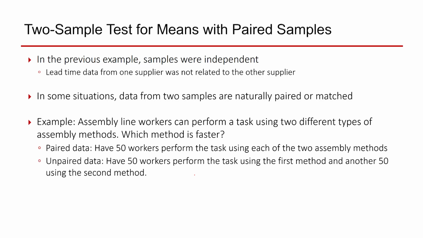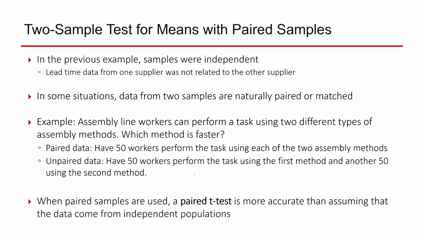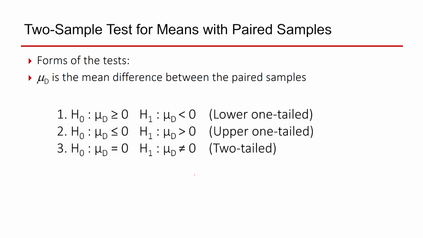To do it in the independent sample setting, we could just have 50 workers perform the task using the first method and another different 50 workers use the second method. When paired samples are used, a paired t-test is more accurate than assuming that the data come from independent populations. So forms of the test, again, we can look at our mu-d, that's the mean difference, as being less than, greater than, or not equal. So we can have all 3 of our same alternative hypotheses.